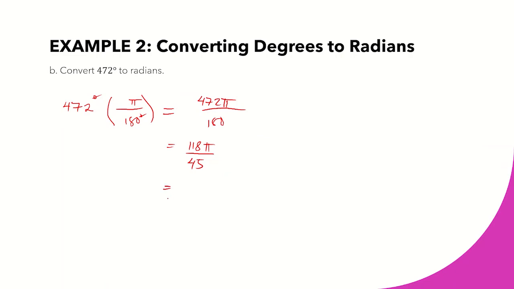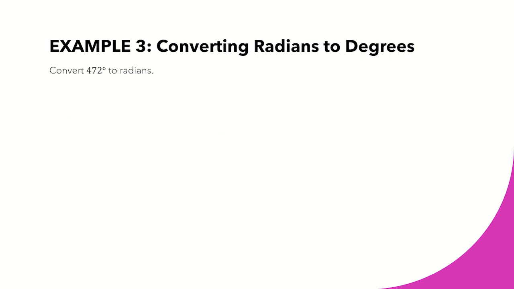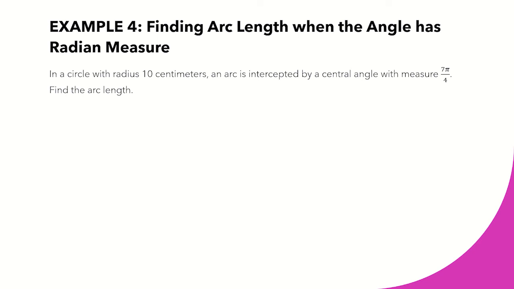If we want to approximate the value of 118 pi over 45, we can use a calculator. When we say approximation, we use this symbol instead of an equal sign. This would be approximately 8.238. Okay, this would just be the same. So let's continue here.